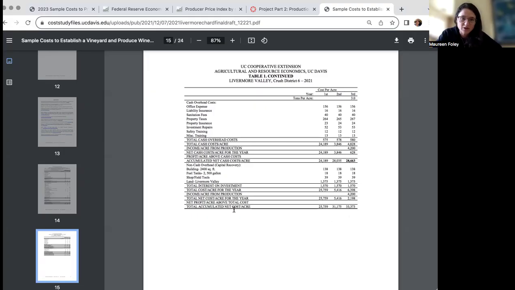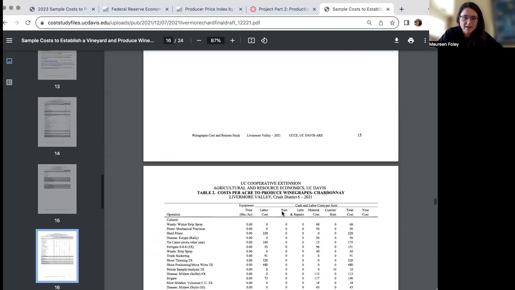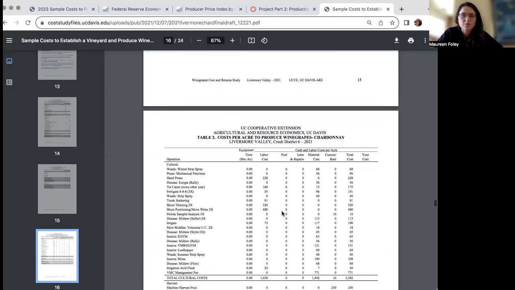So this total accumulated net cost for the entire period of establishment, which will be represented in this last column, the bottom right of table 1, that's one of the costs I'm interested in if you have a perennial crop. Now, below that, in the next table, is where you will find your production costs. So that's what we just looked at for broccoli. So your yearly production costs.